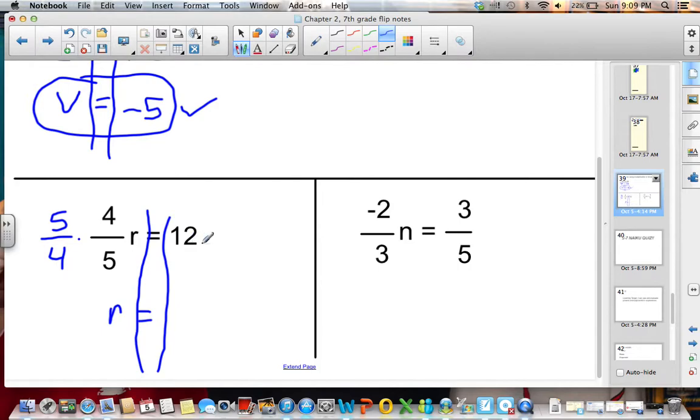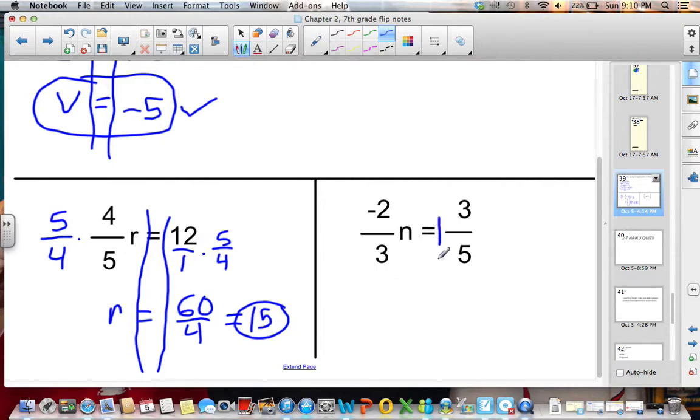But I have to do it on the other side as well. So I'm going to put this over 1. And then I have 12 over 1 times 5 over 4. So we are multiplying by the exact same thing that we're multiplying by over here. So they're reciprocal on both sides. 12 times 5 is 60. And then 1 times 4 is 4. So we have 60/4, which remember this means division. So 60 divided by 4 is 15. So r equals 15. 4/5 times 15 equals 12.